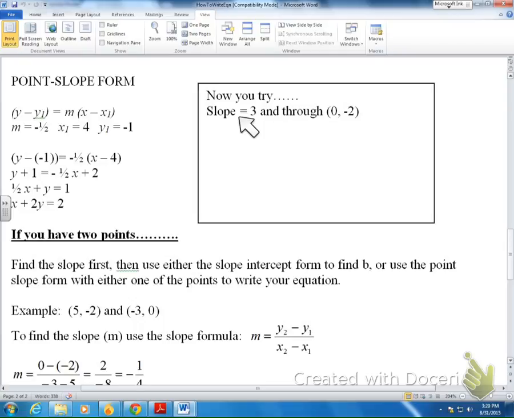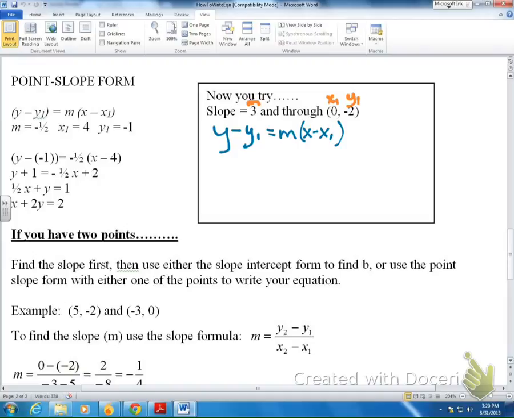Let's go through this together, because this one's a little bit more difficult than the other one. We're not so much used to this. Start by writing the equation. We know slope is our m, so we know 3 is going to go in our m spot. 0 is our x-coordinate that we know, so it's going to be x sub 1. -2 is our y sub 1.